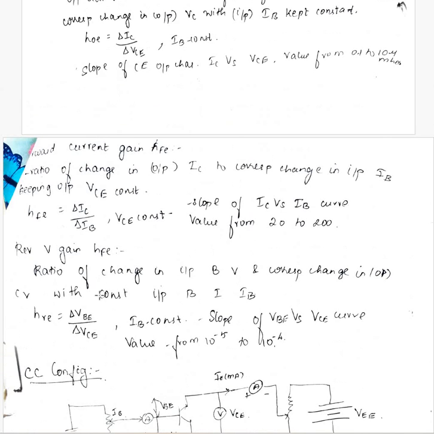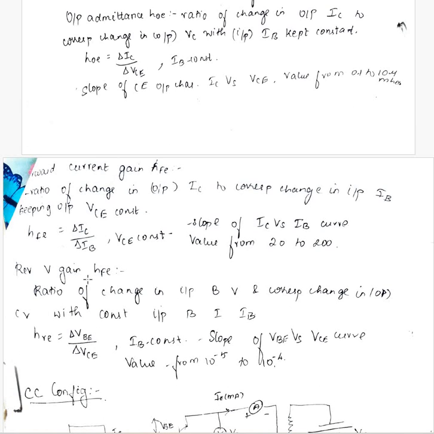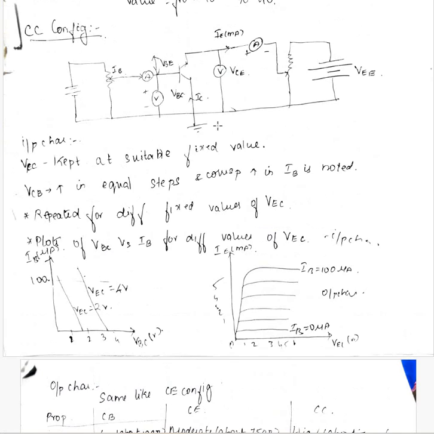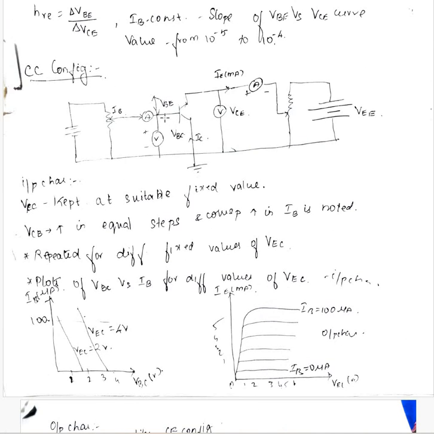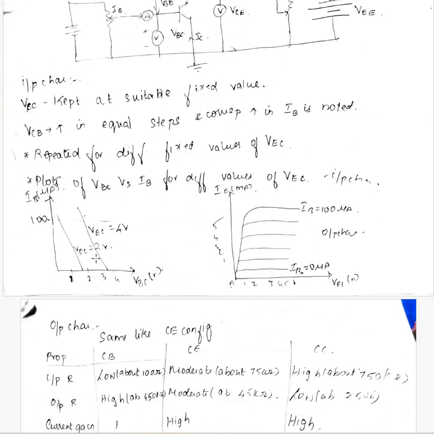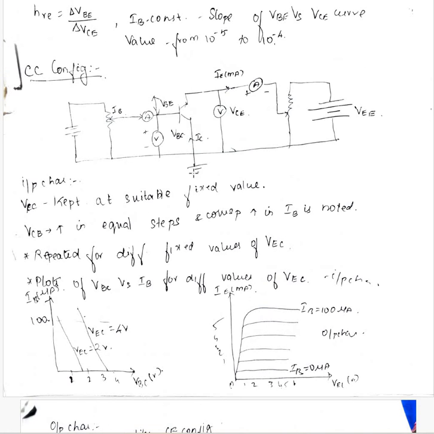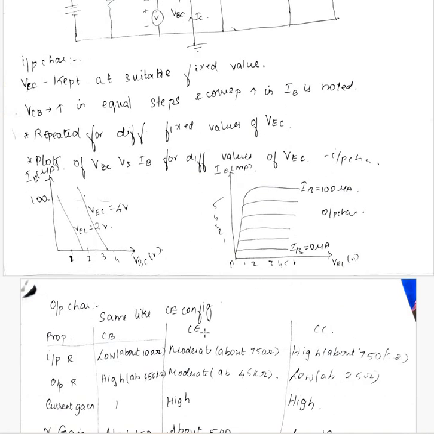Reverse voltage gain, so input voltage divided by output voltage, keeping IB constant. So the next topic is common collector configuration. Here collector is common or grounded, input in base, output in emitter, and we measure the input and output characteristics. Input characteristics is drawn for VBC and IB, keeping VEC constant. Output characteristics is done for VEC and IE, keeping IB constant.